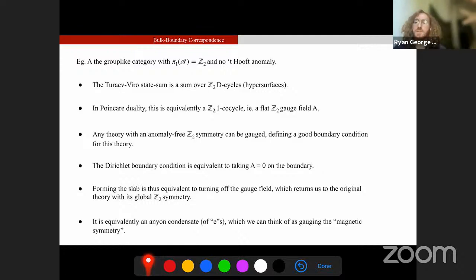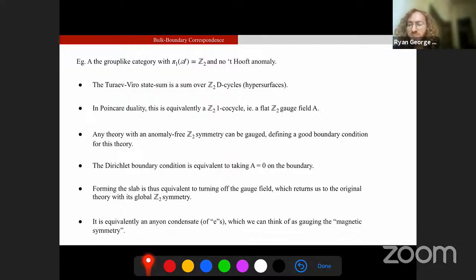And if we think about this Dirichlet boundary condition, what it's doing is setting this gauge field A to zero. By saying there can be no lines that end here, we're saying that it's exact, it's zero on the boundary. And so when we form this slab, it's equivalent to just turning off the gauge field, which returns us to the original theory with the global Z2 symmetry. If you like, this is a lot like this ungauging procedure, because in the anyon picture of this phase, which is like the toric code, you condense some charge anyons to get this Dirichlet boundary condition. And that condensation of anyons, you can think of it as gauging the magnetic symmetry, if you like. Just a technical point.